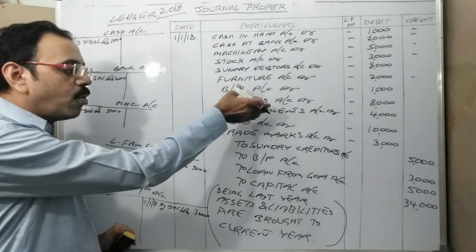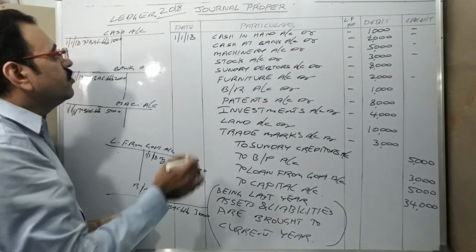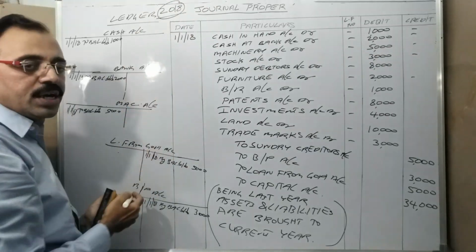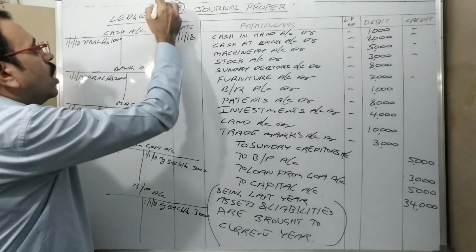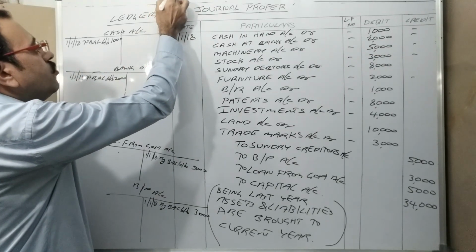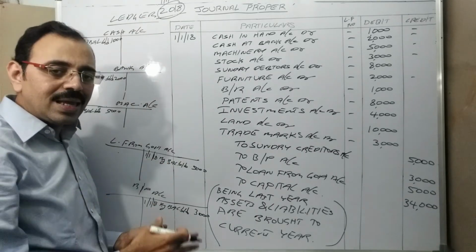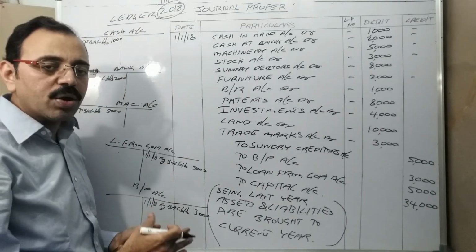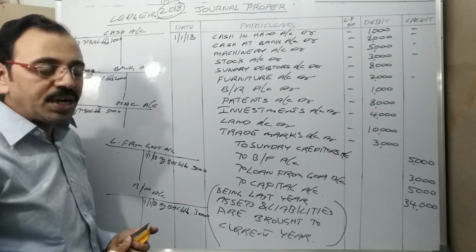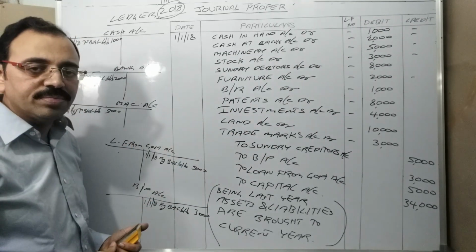So with the help of the opening entry, what we did for the 2018 year, on the starting date of this year, we opened all real accounts and personal accounts one by one. That is the use of the opening entry.